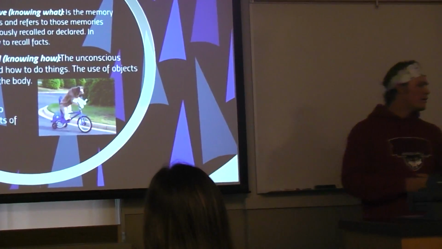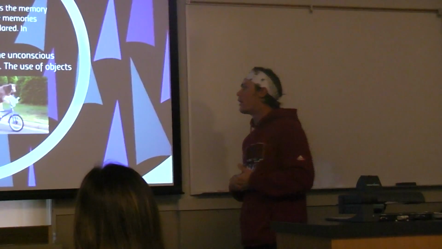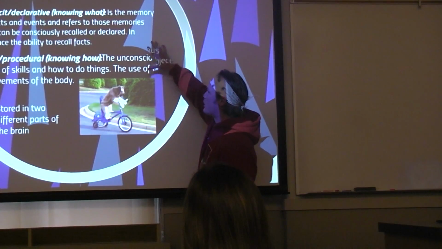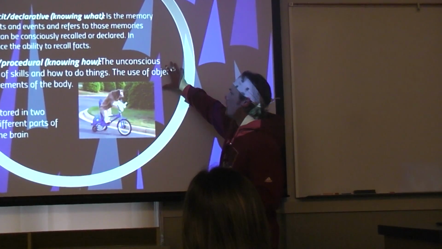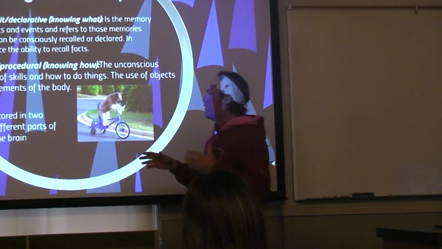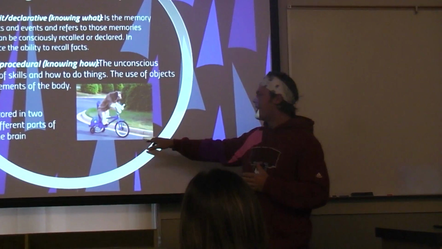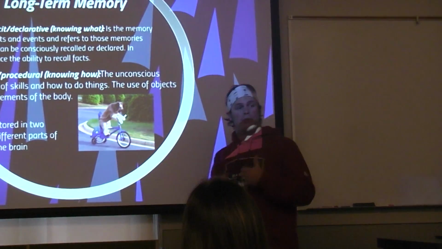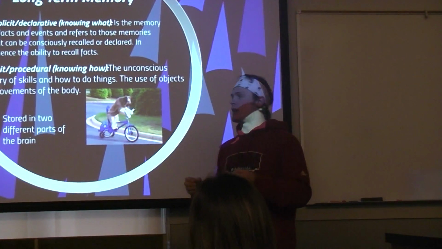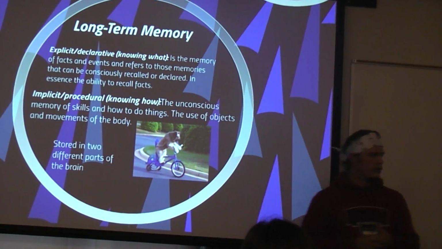which is a lot of what us college kids think of school. And then the other one is implicit or procedural. This is the know-how. Don't get me wrong, both of these play a role in motor learning, but this is the big one that plays a key role in your motor learning, because it's the unconscious action of memory, of skills, and how to do things. It's the use of objects and movements of the body. As you see, we have a dog here riding a bike, but riding a bike, being able to play the piano, the guitar, those are all different types of implicit, procedural, long-term memory that you'll know how to do.